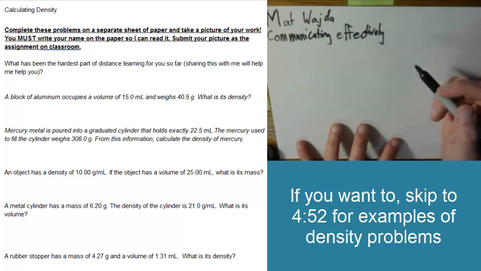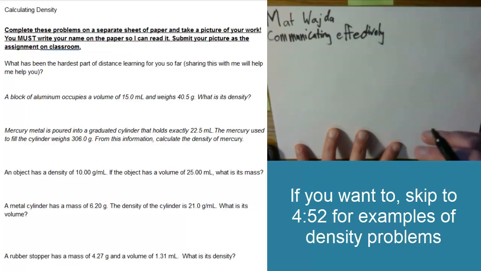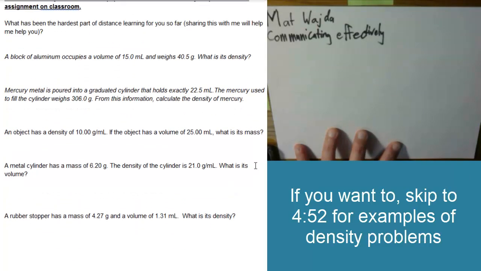Alright, so to start, as for my end of this, I'm going to do the first two questions on that list, the block of aluminum one and the mercury metal one, and I'm going to teach you what the density formula is. And then the ones that are not in italics at the bottom here are the ones I'm going to ask you to do on your own.